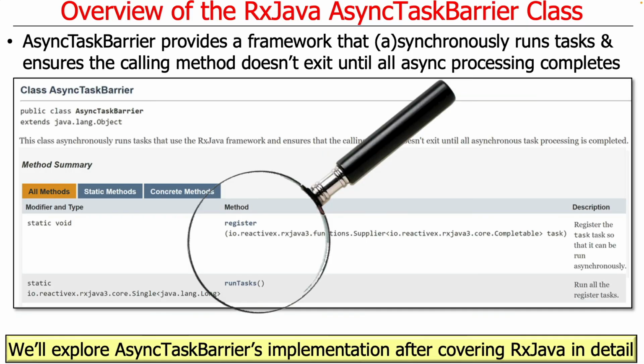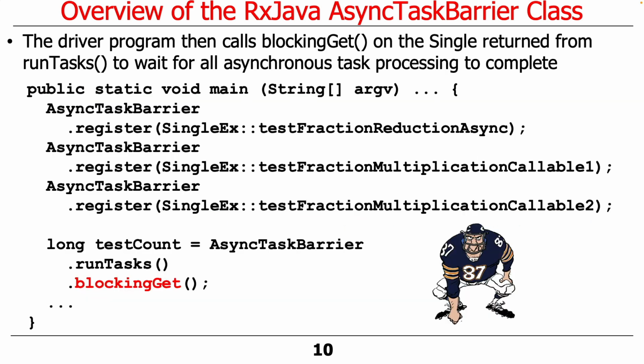We're going to take a look at the implementation of these methods after we cover RxJava's operators in detail, because it would kind of get ahead of ourselves if we went and looked at those things now, because we haven't really explained how everything works. So we will look at this later, but I wanted you to be aware that there was this framework where you can have a single point to wait for a bunch of asynchronous computations to finish.